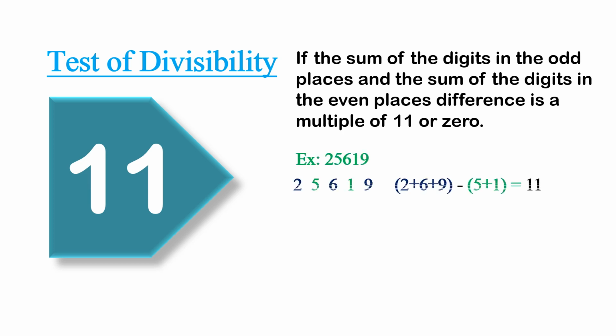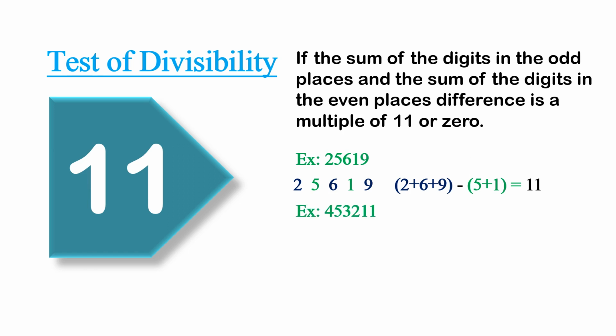25,619. 2, 6, 9. These are the numbers which are in odd places. 5 and 1. These are the numbers which are in even places. 2 plus 6 plus 9, 17, minus 5 plus 1, 6. 17 minus 6, 11. So 25,619 is divisible by 11.